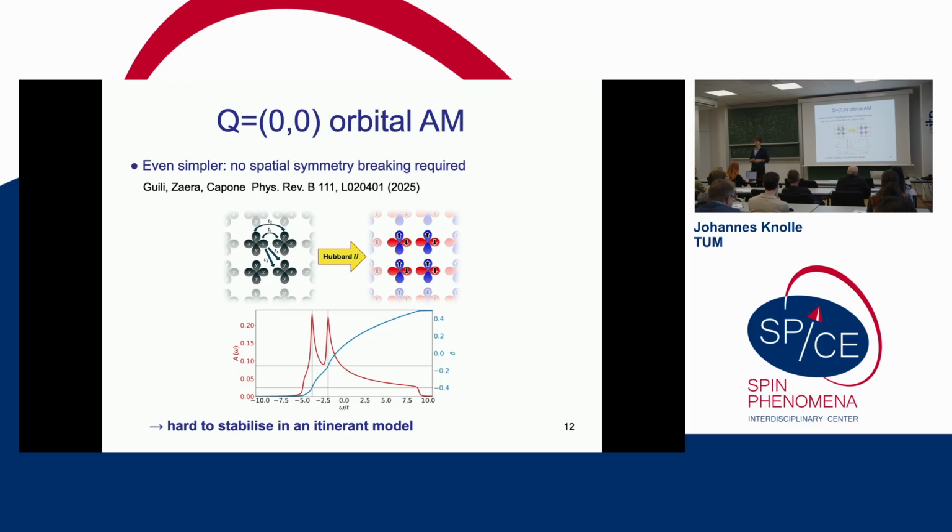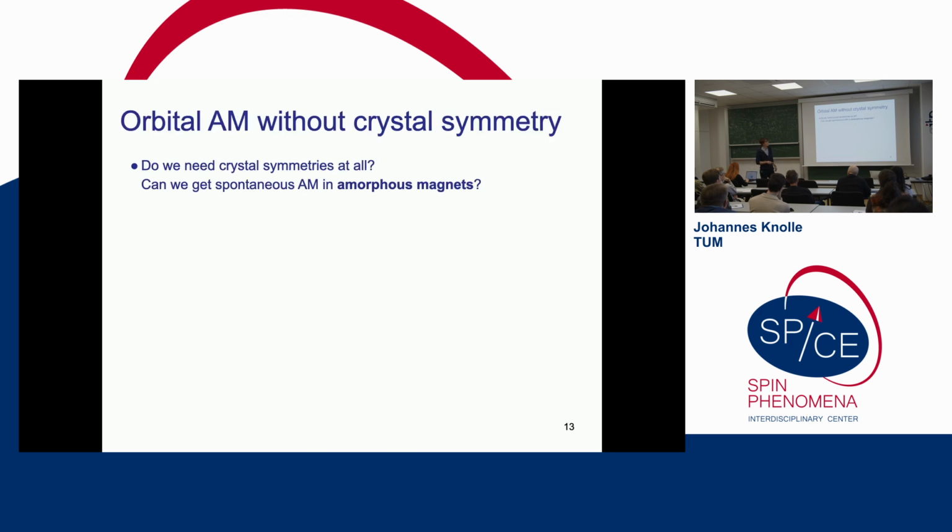And so that is also an altermagnet. Okay, but it's now Q equal to 0. But it's really, again, hard to stabilize in a proper itinerant microscopic model. But it tells you already that something interesting can happen. And, you know, we then moved on.